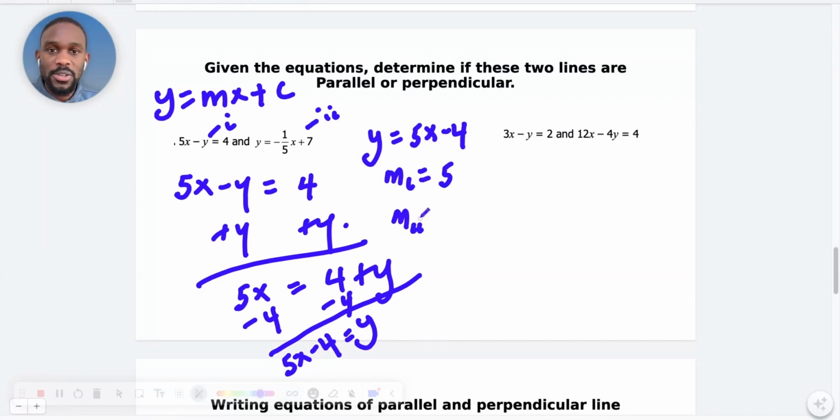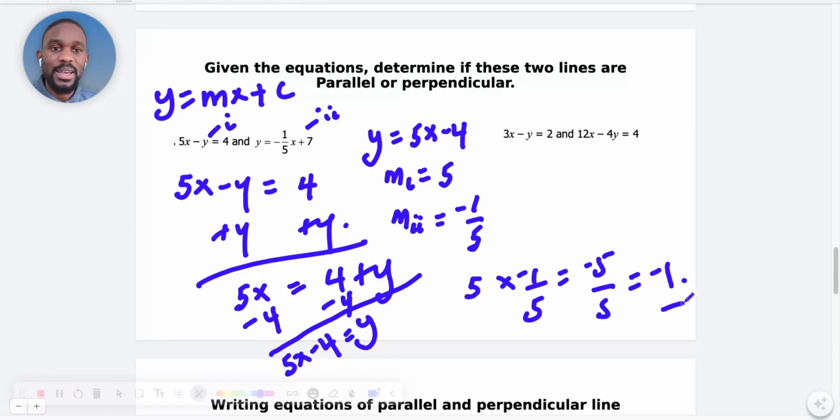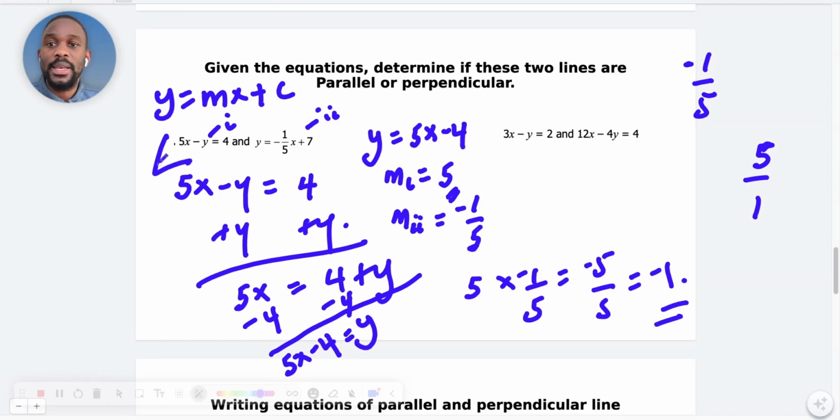The slope of line 2 is -1/5. Are they perpendicular? If I multiply these two slopes, do I get -1? So 5 times -1/5, I'll get -5/5, which will give me -1. So yes, these two lines are perpendicular. Why? Because if you multiply the slopes, you get -1. Another reasoning would be one slope is the negative reciprocal of the other. If I take, for example, -1/5, what's the negative reciprocal of this? All you have to do is flip the fraction, it will be 5/1, and flip the sign to a positive, which is exactly this. So these two lines are perpendicular lines.